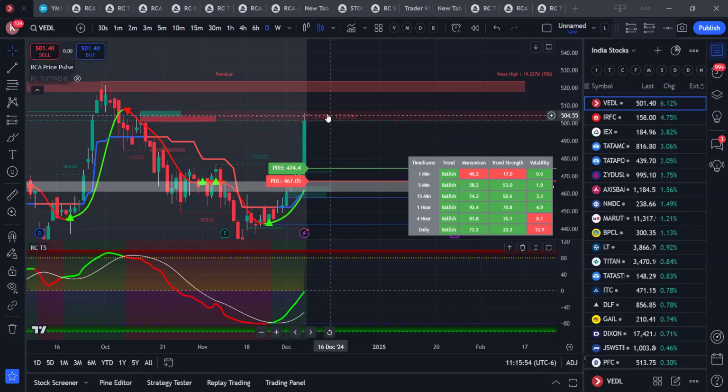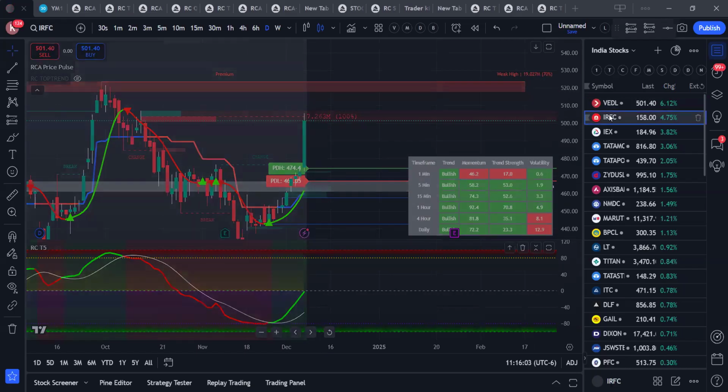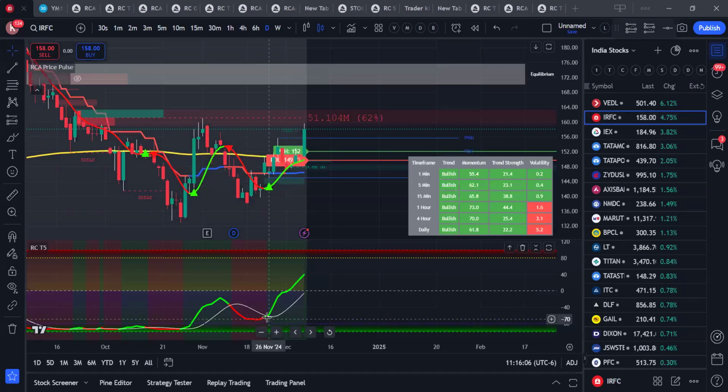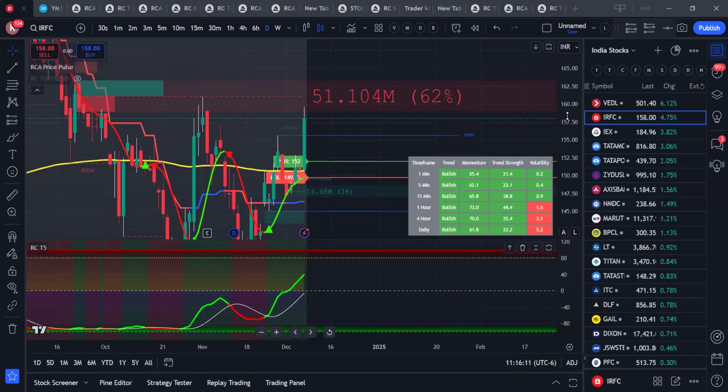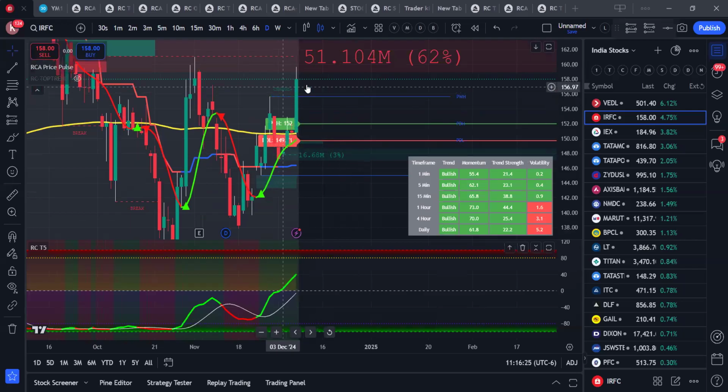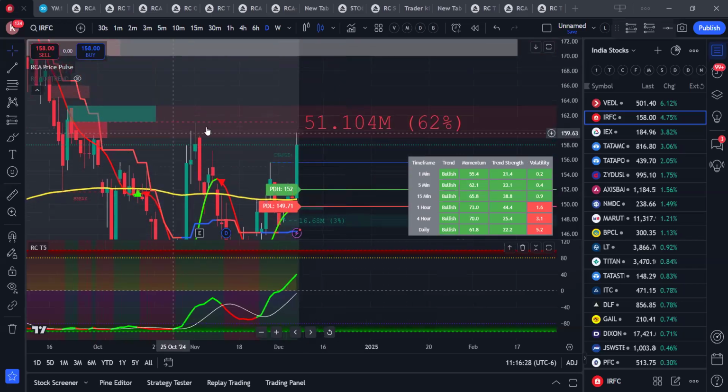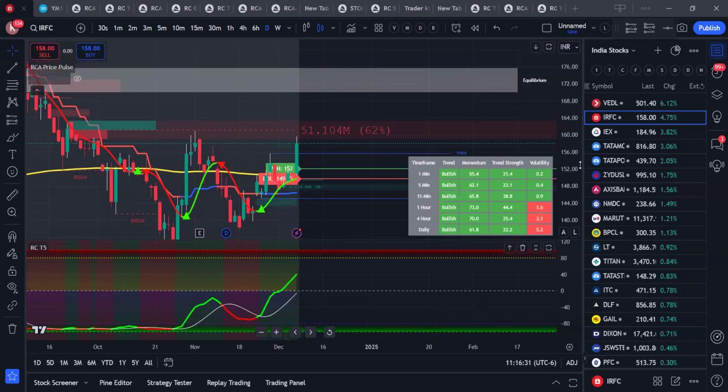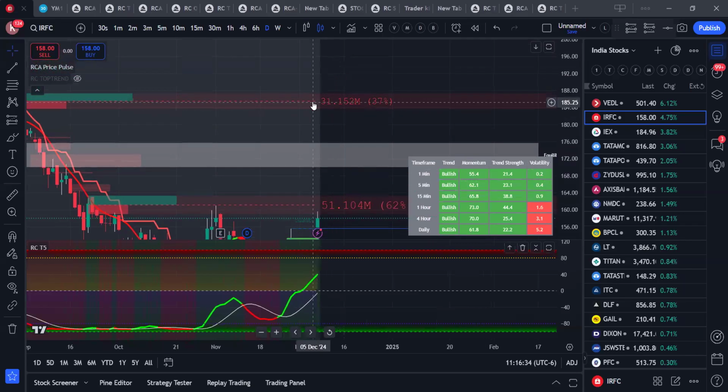For example, VDL has a huge sell order block here. In case it breaks this, it can go all the way to 520 plus. Or IRFC, it is looking very bullish, green, green, green. There is a high possibility for it to touch this 161. Now it is at 158 rupees. It will touch 161 and then we may see a drop. It may come all the way to 148, and again we will see a price move. If it breaks this resistance, then it can go all the way to 184 rupees.